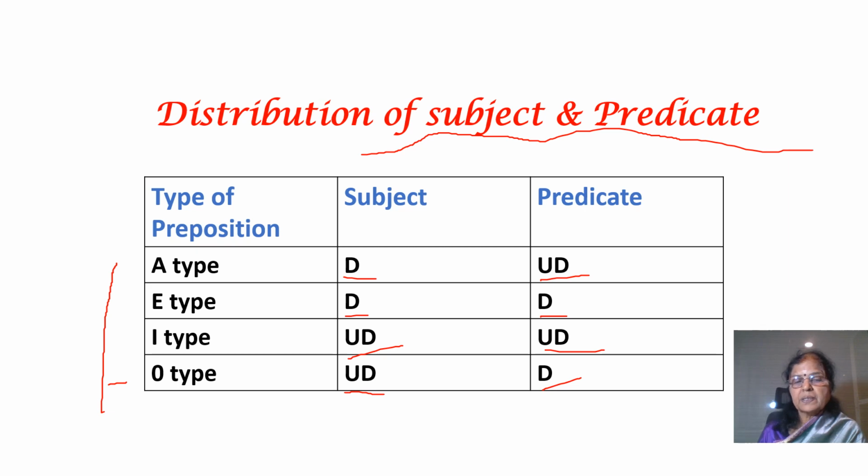What is distribution, non-distribution? We will learn later. You draw the columns and the rows, and if you write it two times, you can learn it by heart. The topmost A type is exactly the reverse of the O type. And the E type, both are distributed, and I type, both subject and predicate are undistributed.